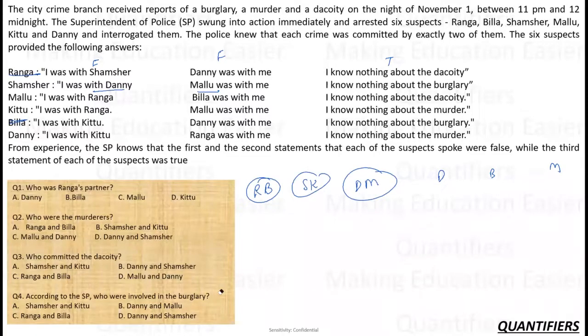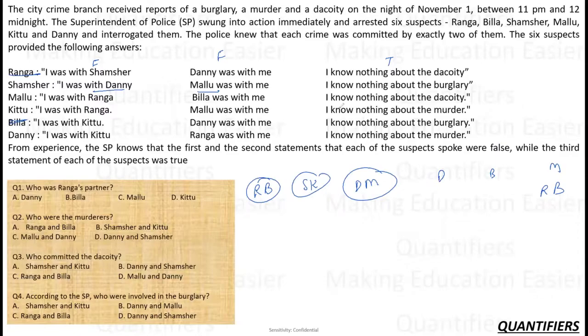Now I just have to read about these things. R says I know nothing about डकैती, which means R can either be here or here. R's partner B says I know nothing about B. I know burglary, so R has to be here. So Ranga and Billa have to be here. Now second statement is B, burglary.